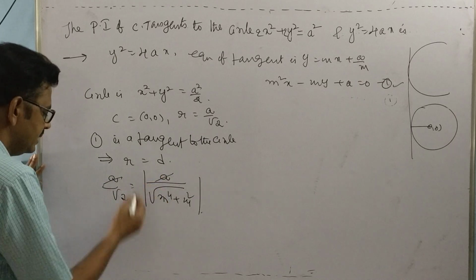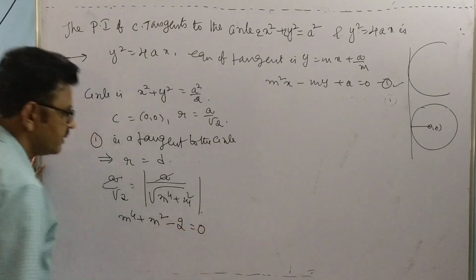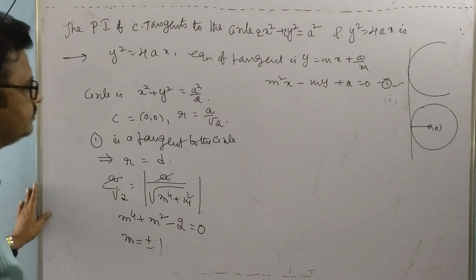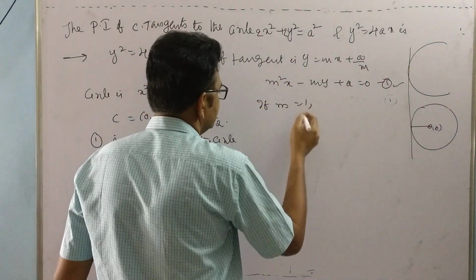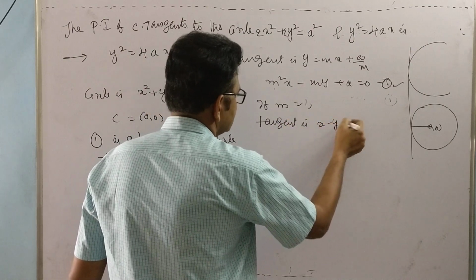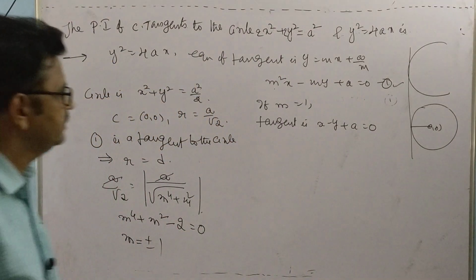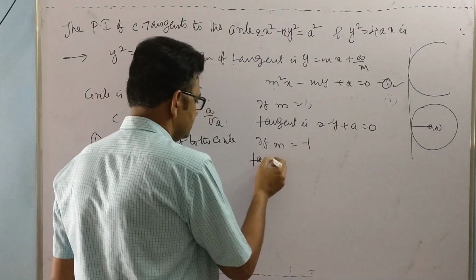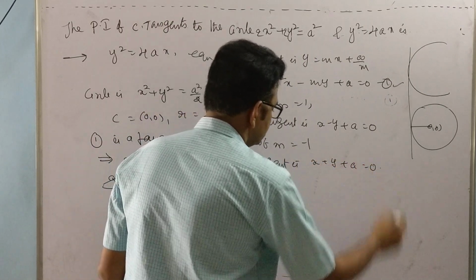A gets cancelled, squaring and cross multiplication, m power 4 plus m square minus 2 equal to 0, just like a previous sum. Therefore m is equal to plus or minus 1. So if m is equal to 1, so tangent is x minus y plus a equal to 0. If m is equal to minus 1, therefore the tangent is x plus y plus a equal to 0.